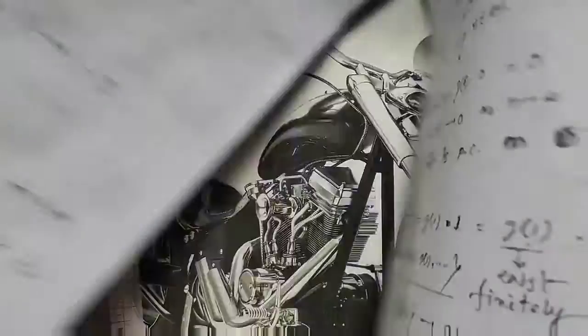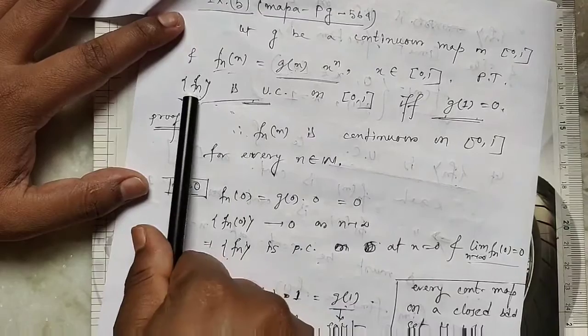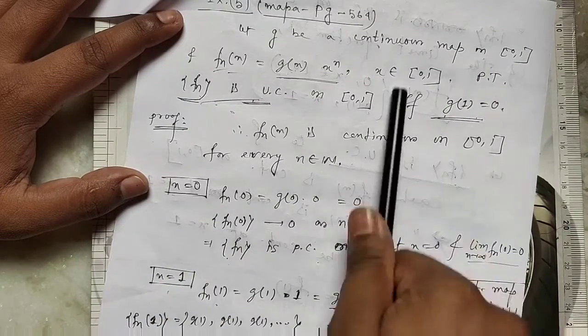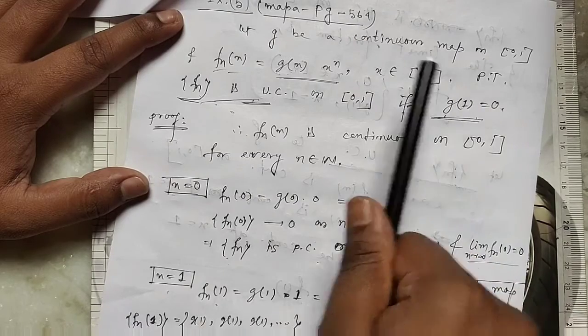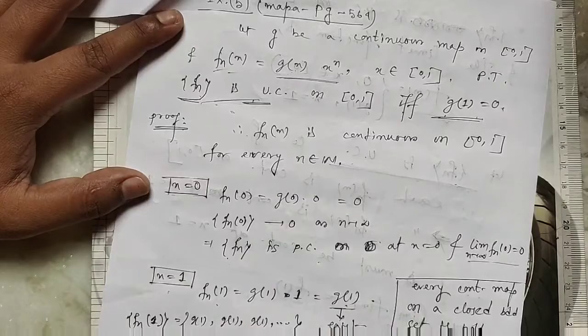So we proved that if fn is uniformly convergent, then g of 1 equal to 0, and if g of 1 equal to 0, fn is uniformly convergent. Clear?